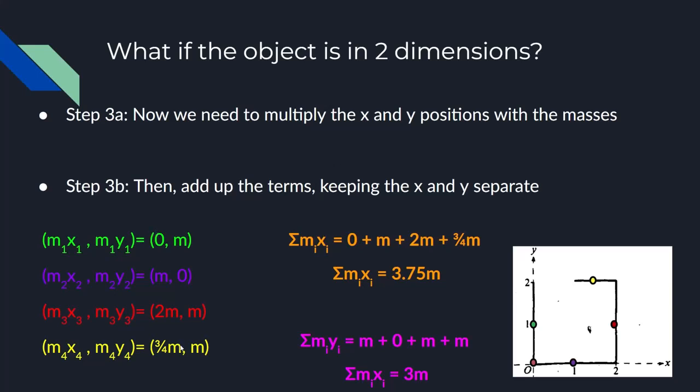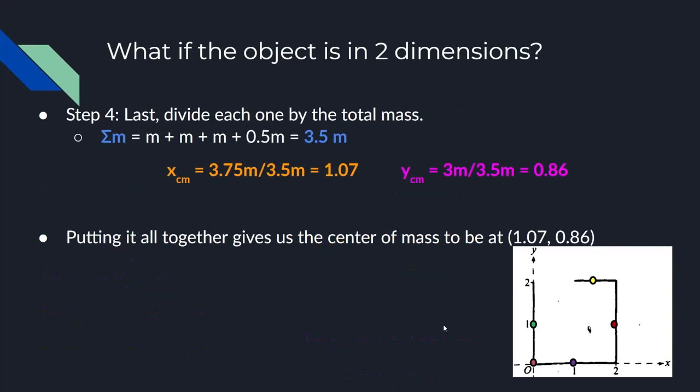All right, so now that I have all these, I'm looking at only the x's and y's separately. I'm going to add them all up. So 0 plus m plus 2m plus 3 quarters m gets us 3.75m. And looking at the y, m plus 0 plus m gets me 3m. So this is the sum of my mx's. This is the sum of the my's.